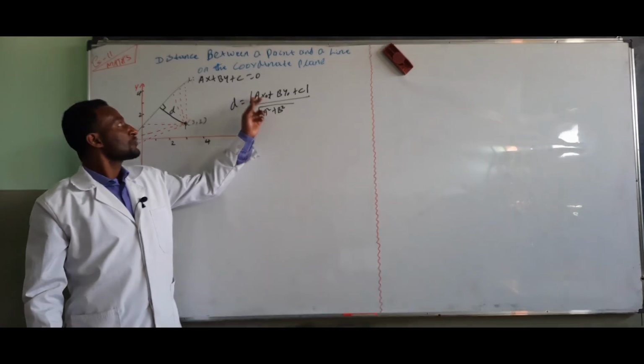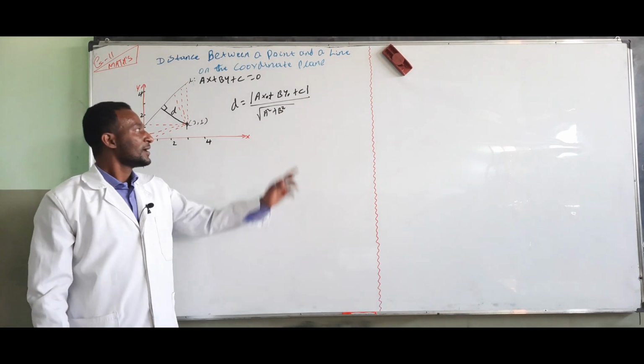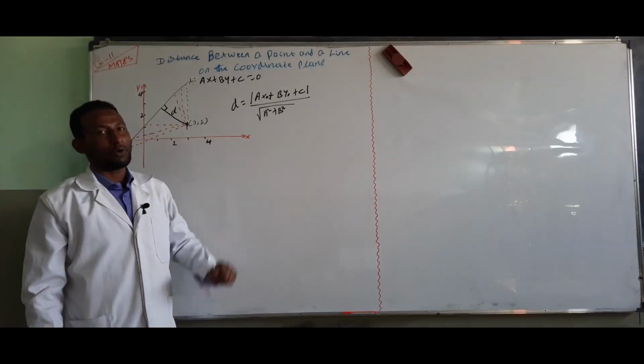Here a means the coefficient of x in the given general equation of the line. b means the coefficient of y in the given general equation of the line, and c means the constant in the given equation of the line.